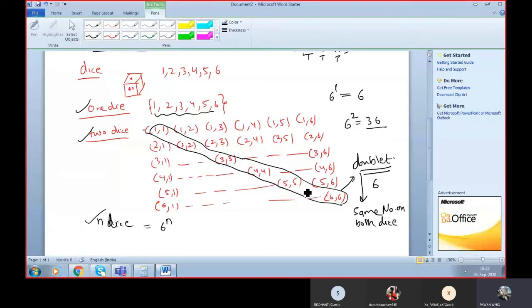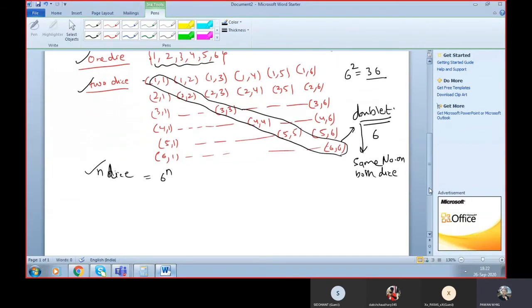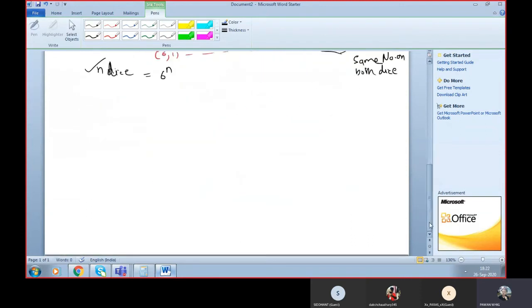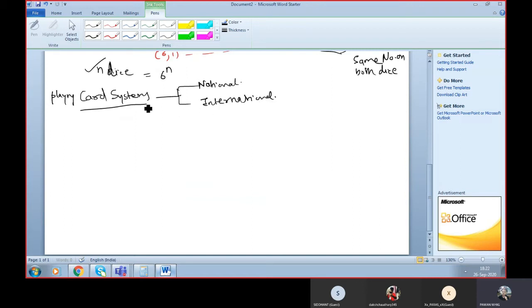Now we will move forward with a very important and the last term, which is the card system. Cards are basically of two kinds. These cards are what we call playing cards. Playing cards are of two kinds: one is national and another is international. How they are different from each other, I will explain a little bit later. But you must remember there are two kinds of cards in the market, national and international.